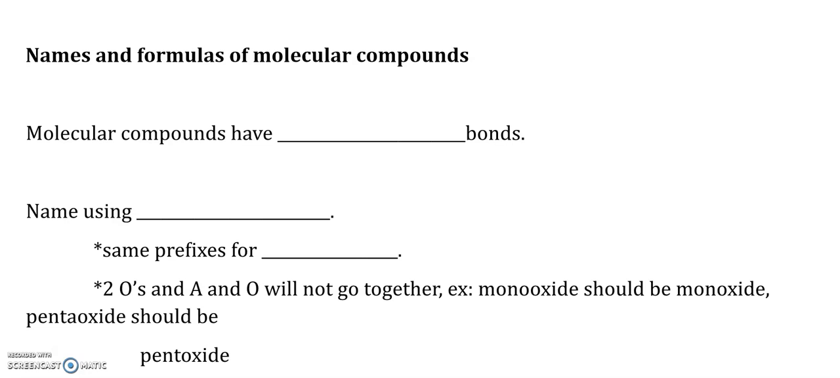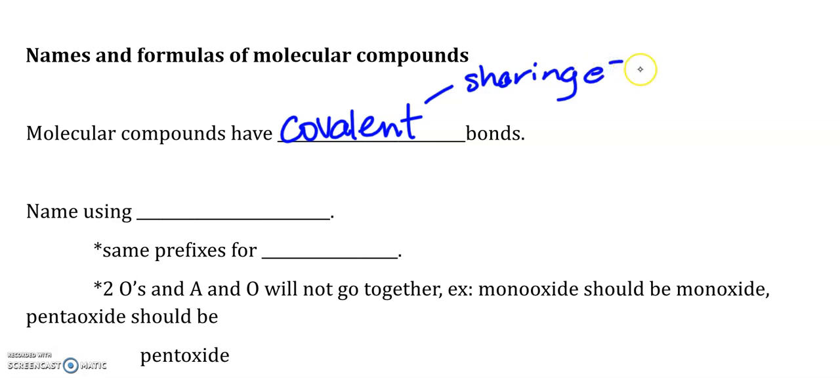This video is on molecular compounds and how to name them and write formulas for them. So, quick review, molecular compounds have covalent bonds. Remember, covalent bonds are sharing. We talked about these being polar or nonpolar previously. So they are sharing electrons, and this is going to happen between two nonmetals.